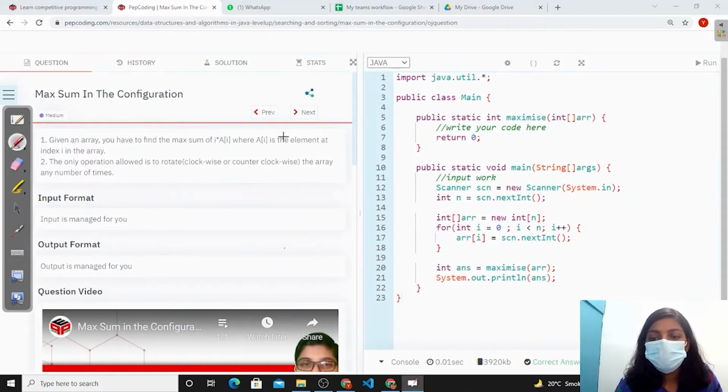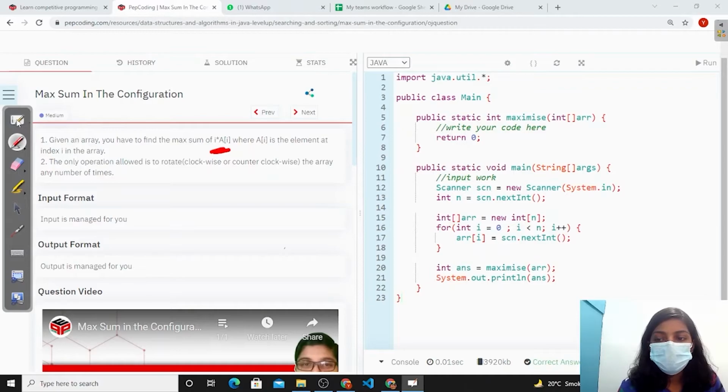So in the previous question we have discussed how to find the maximum summation for this I into A of I, right? Similarly in this question we also have to find the maximum summation for I into A of I. But in the previous question we were allowed to rearrange the array elements, but in this question we are not allowed to do so. The only operation allowed here is to rotate clockwise or counterclockwise the array in any number of times, right?